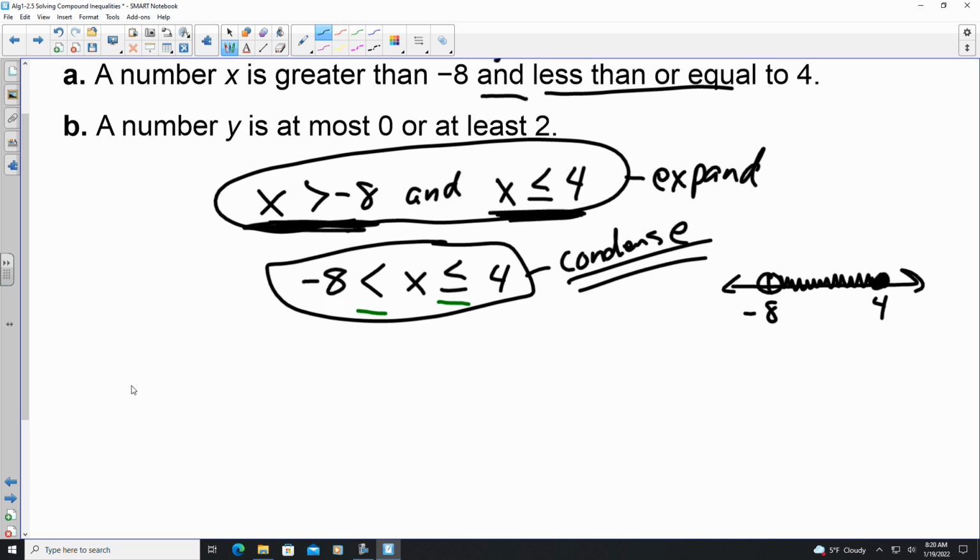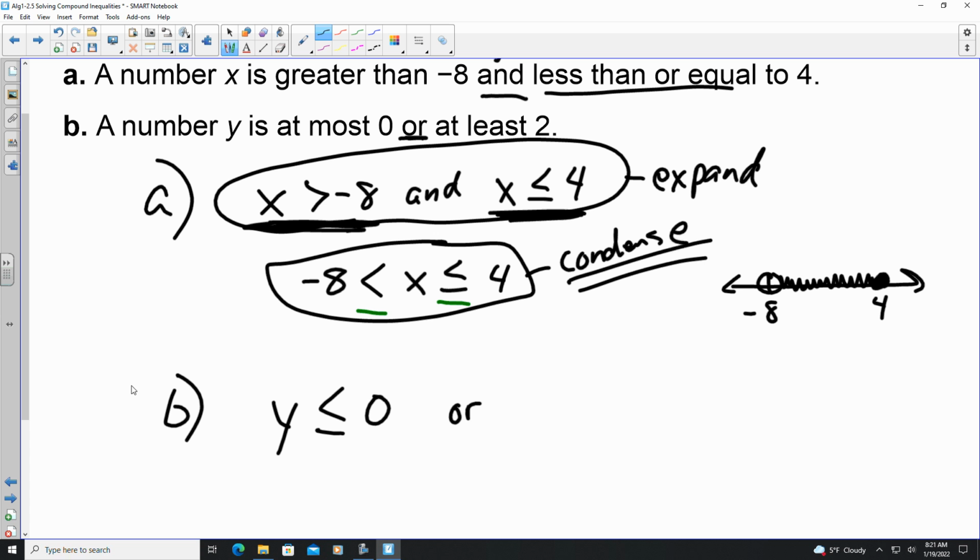For the or statement that we're going to look at here, it says we have a number y that is at most 0 or at least 2. So y is the variable in this particular one. So this was A. If we look at this one with B, the first one is going to be y is at most 0. So can it be 0? Yes. So we know it's going to have an equal to on the bottom. At most means, can it be larger? No, it can't be larger than 0, so it has to be smaller. So this is where we're dealing with less than 0.